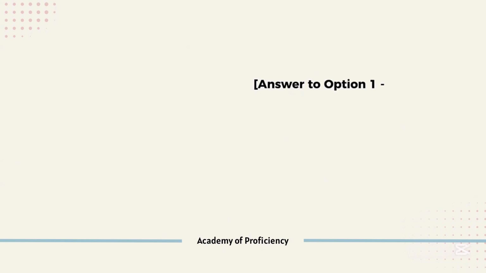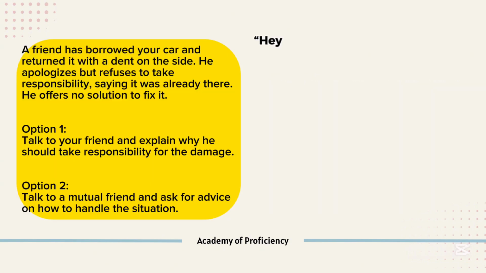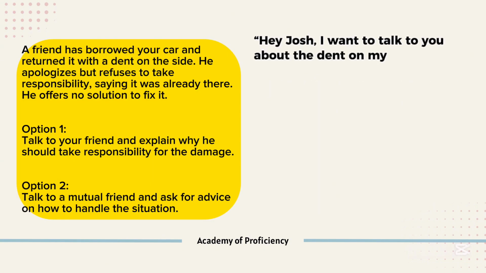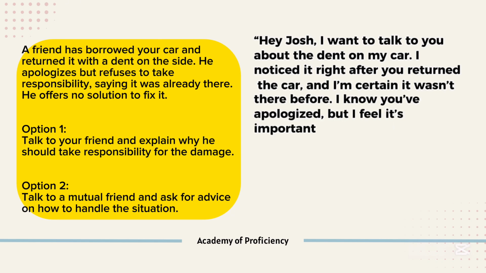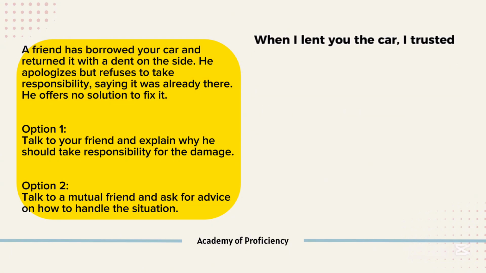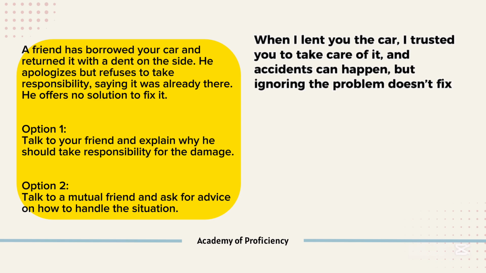Answer to option 1, speaking to the friend. Hey Josh, I want to talk to you about the dent on my car. I noticed it right after you returned the car, and I'm certain it wasn't there before. I know you've apologized, but I feel it's important to take responsibility for what happened. When I lent you the car, I trusted you to take care of it, and accidents can happen, but ignoring the problem doesn't fix it.